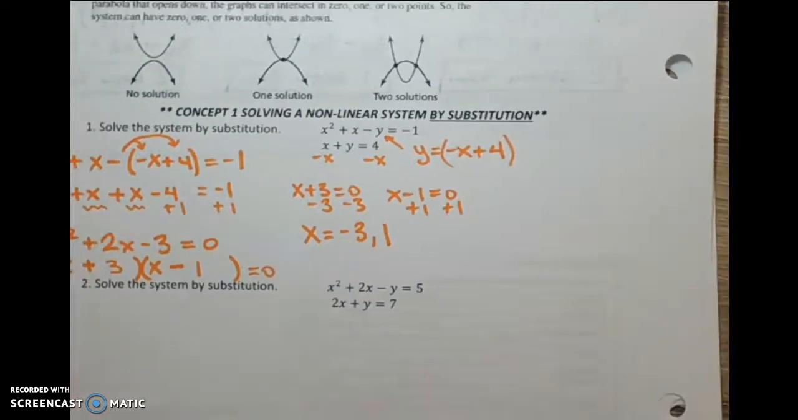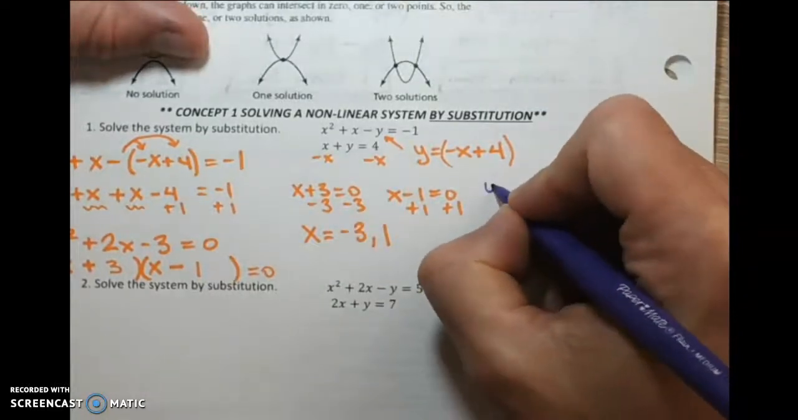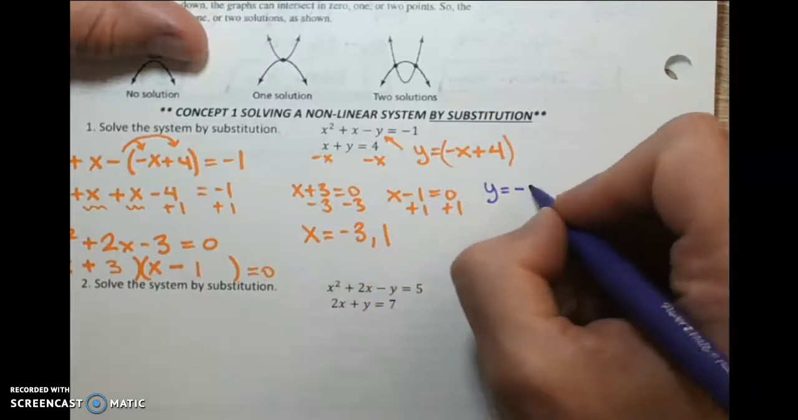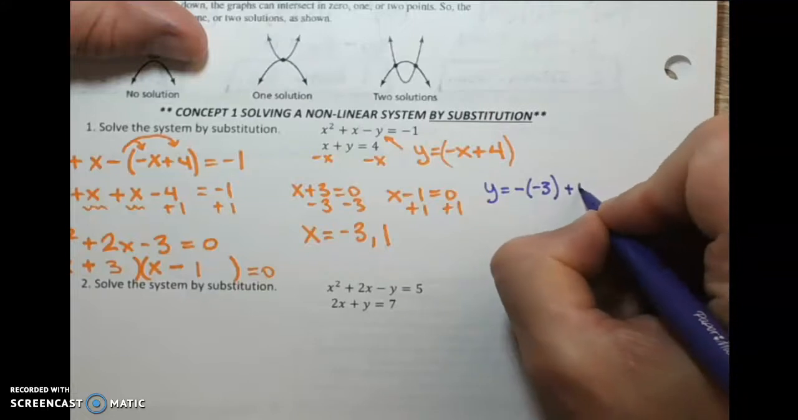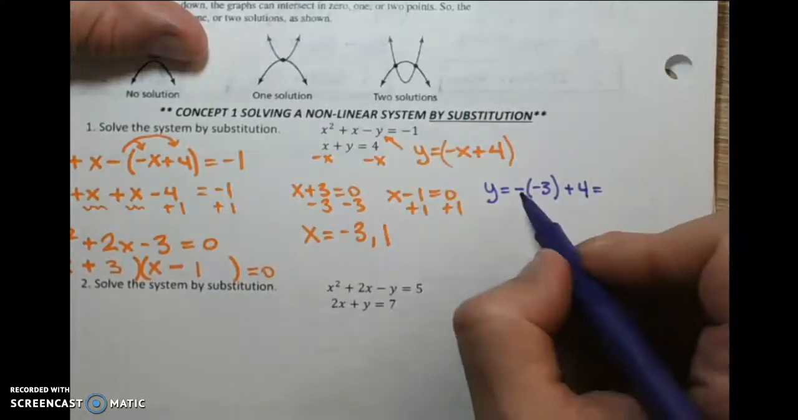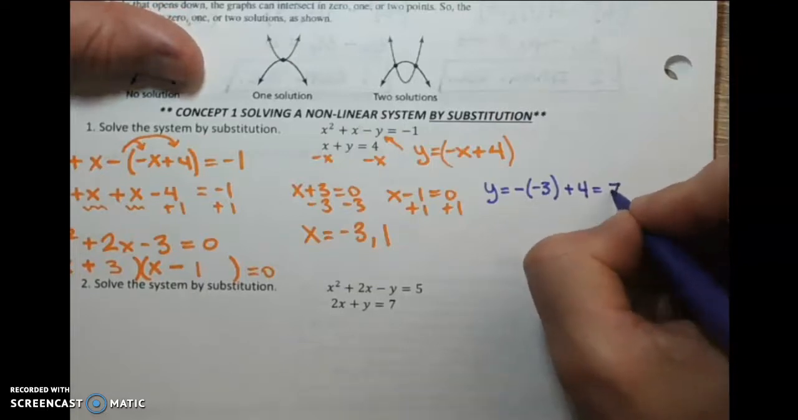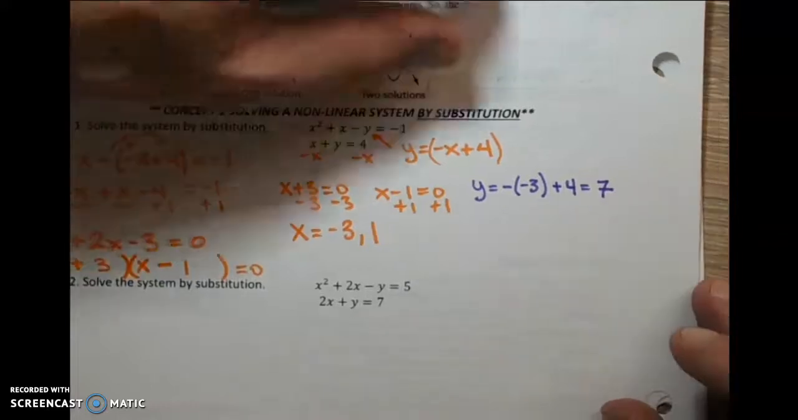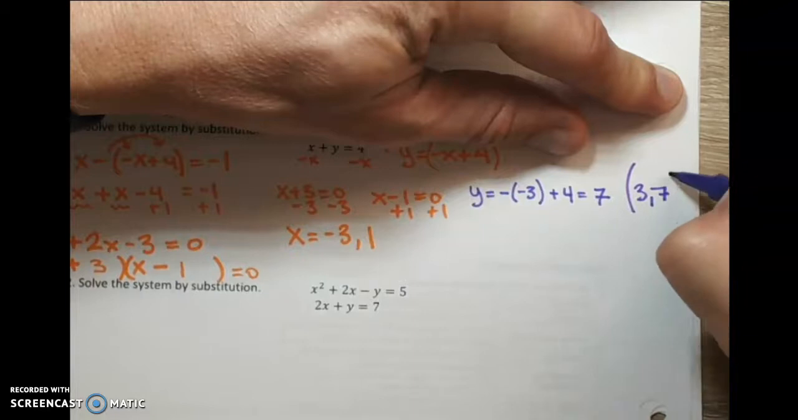Let me scoot this out a little bit. Now, I have y equals the opposite, and I'm going to put in negative 3, and then plus 4, and I get opposite of negative 3, which is positive 3 plus 4 is 7. And now I have the ordered pair of 3, 7. I think I'm going to write it over here. Voila.